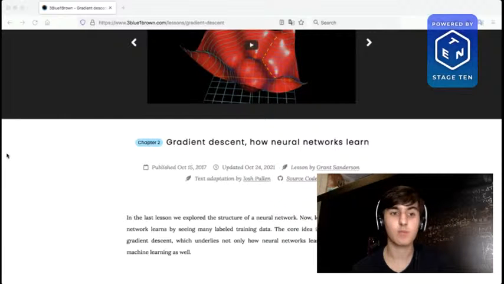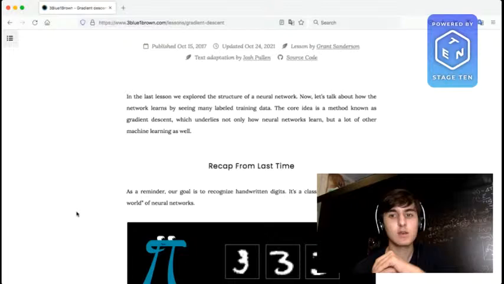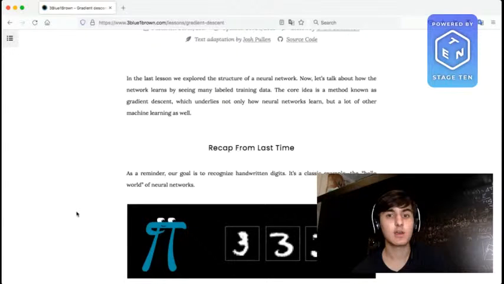So, let's do it. Gradient descent. How neural networks learn. In the last lesson, we explored the structure of a neural network. Now let's talk about how the network learns by seeing many labeled training data. The core idea is a method known as gradient descent, which underlies not only how neural networks learn, but a lot of other machine learning as well.